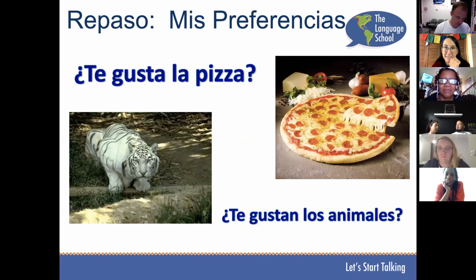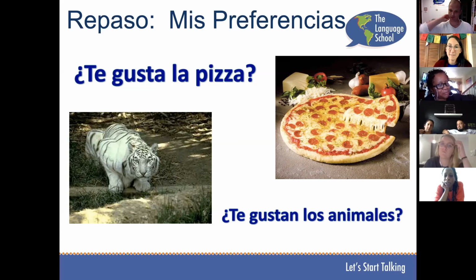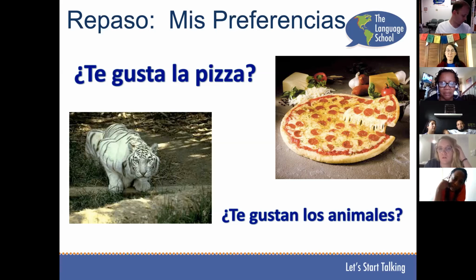Emily asks Kia. Kia, ¿te gusta la pizza? Sí, me gusta la pizza. You want to say me gusta, sorry. That's okay. Sí, me gusta la pizza. Perfecto. Now you ask Shelby. Shelby, ¿te gustan los animales? Sí, me gustan los animales.